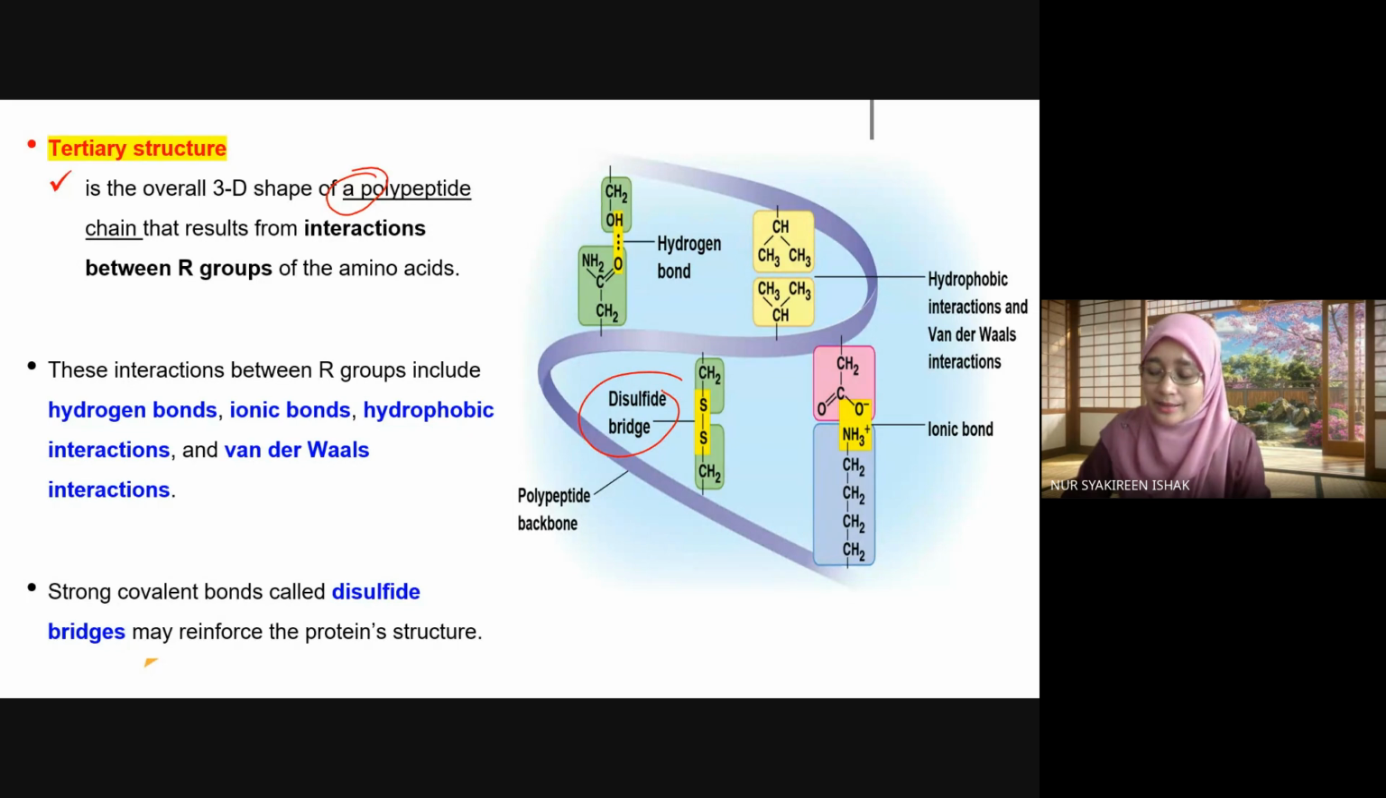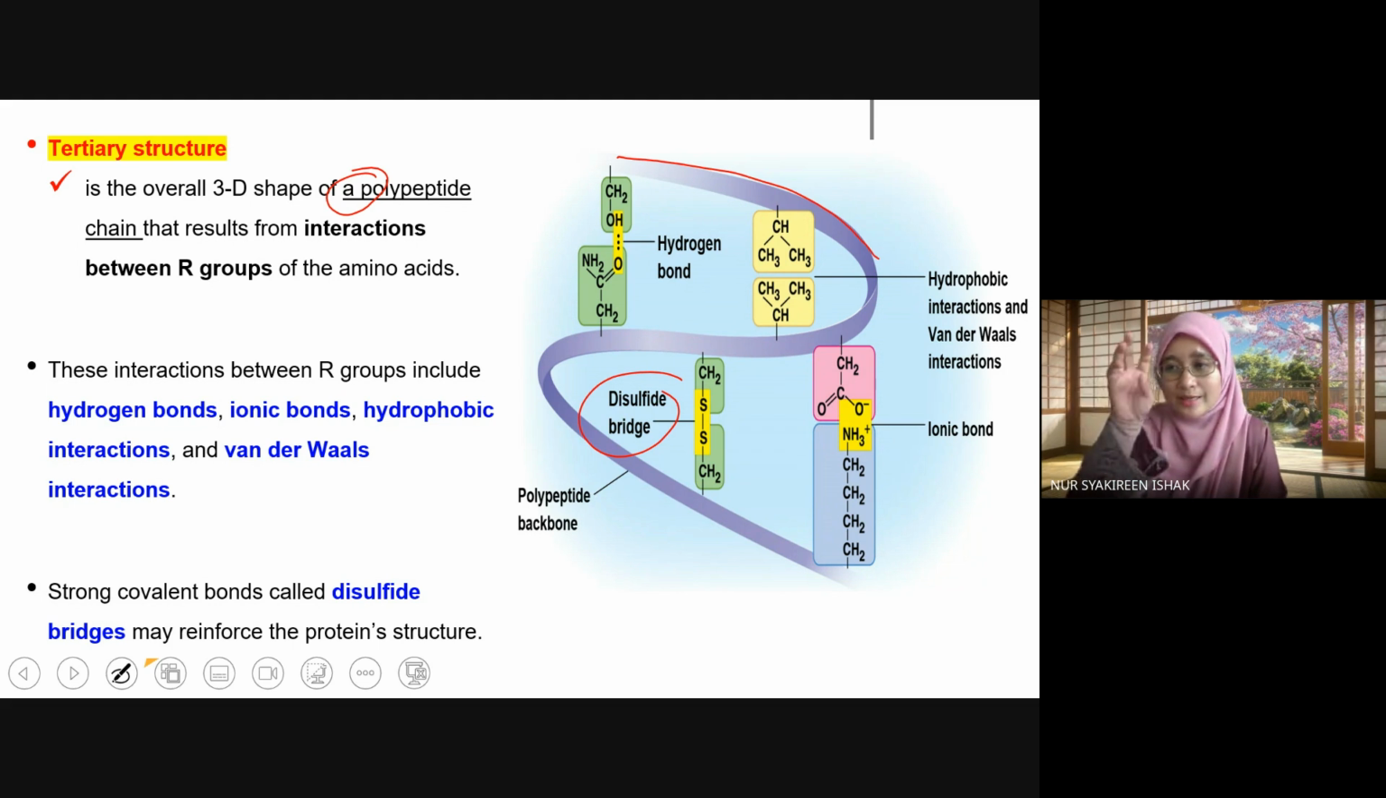So if you look at this diagram here, for example, yang purple ni adalah backbone lah. Tadi kan ada nitrogen carbon-carbon, nitrogen carbon-carbon. So protruding from the backbone is the side chains. Let's say along the polypeptide chain here we have one amino acid, of which the R group or the side chain has hydroxyl group.